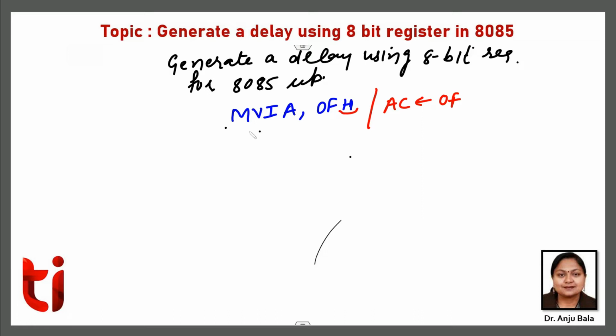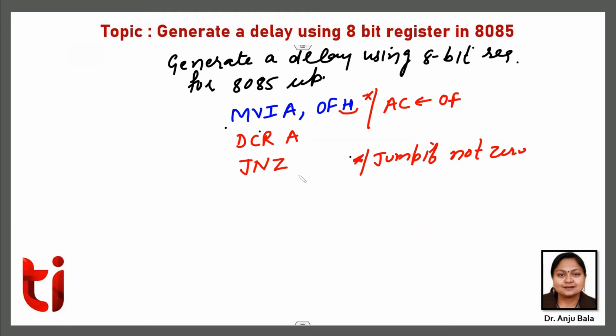Next, if we want to decrement it, we have to use decrement A, which decrements the counter, which is taken initially as 15. Whenever we decrement the counter, we need to check whether it becomes 0. For this case, we need to use a branching instruction. One of the branching instructions is JNZ, that means jump if not 0. Jump if not 0 works by checking the flag.